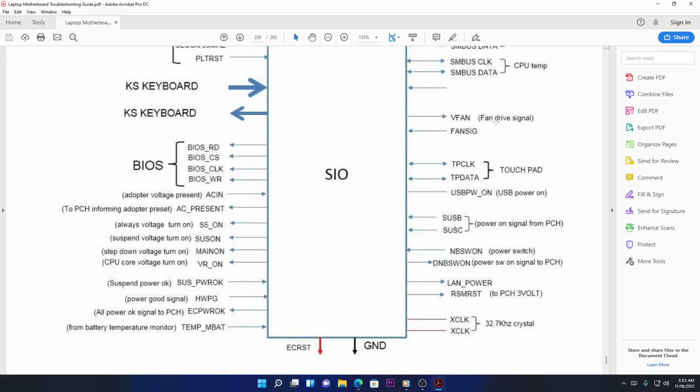Obvious. This is a VFAN fan drive signal. As you can see, when the machine gets hotter, the fan spins faster. That signal is coming from where? From the startup chip as well, from the Super IO chip. The fan sends a signal in, and the startup chip sends a signal out to drive, to control the fan.